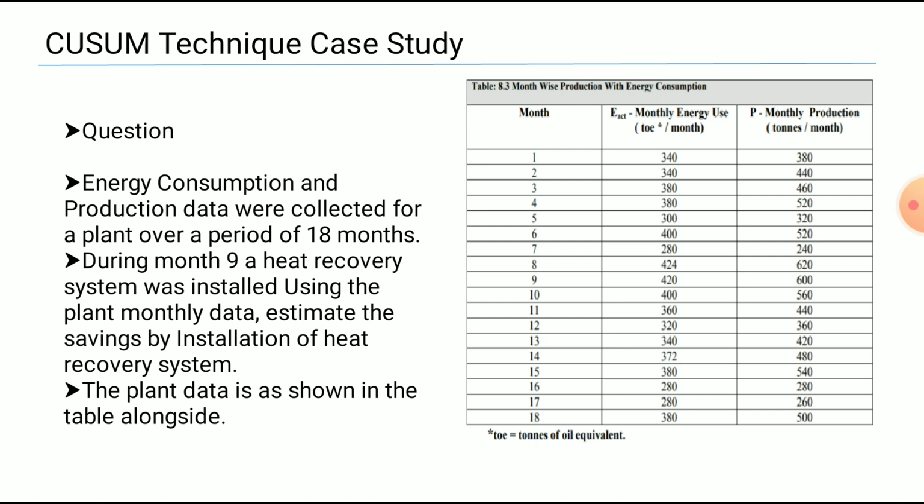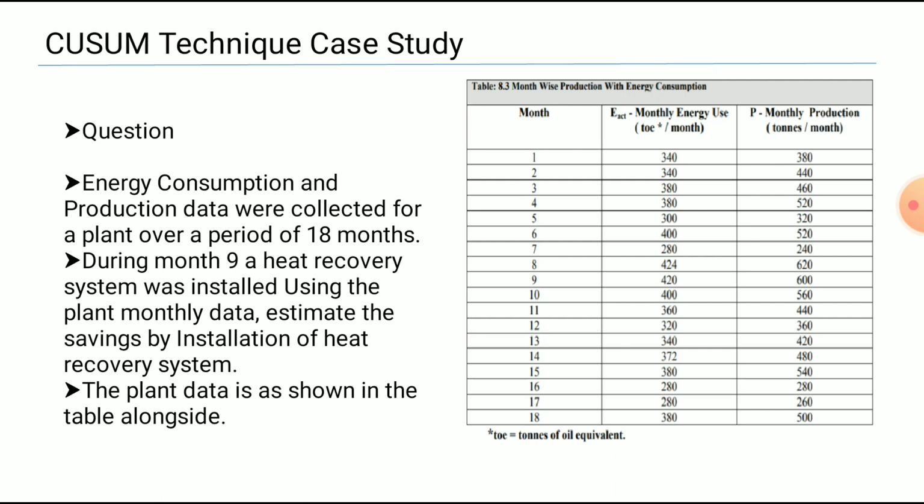The question, I will read it. The energy consumption and the production data were collected for a plant over the period of 18 months. During month 9, a heat recovery system was installed. Using the plant monthly data, estimate the saving by installation of the heat recovery system. So the plant data is as shown in the table alongside.